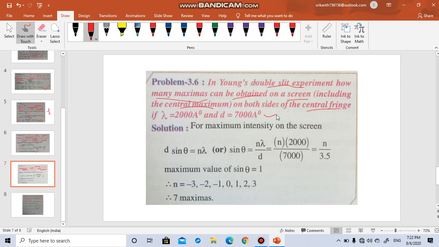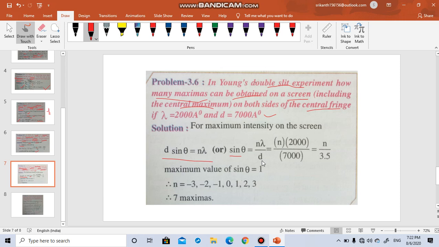Lambda value is given and small d value is given. Okay. Now, we have derived one expression for path difference, d sine theta is equal to n lambda. He is asking how many maxima are possible on both sides of the central maximum. From this expression, sine theta is equal to n lambda by small d. But what is the maximum value of sine theta possible? It can be only one. That is the maximum, right?